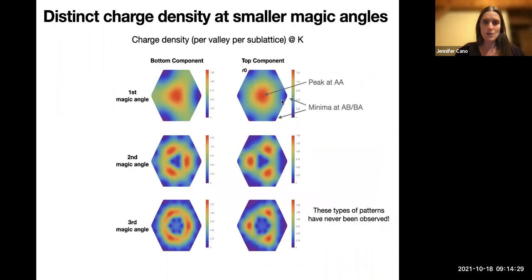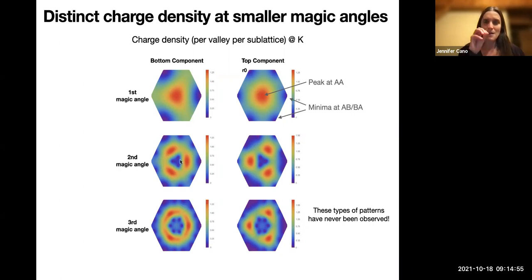And so then what we can do is compare. This is the plot that I just showed at the first magic angle, but we can then compare this charge density to the plots at the second magic angle and at the third magic angle. And what we see is that there's a different pattern in the density of states. At the first magic angle, you see this peak at the AA positions. And then at the second magic angle, what happens is that you get an increasing number of nodes at the center of the unit cell.